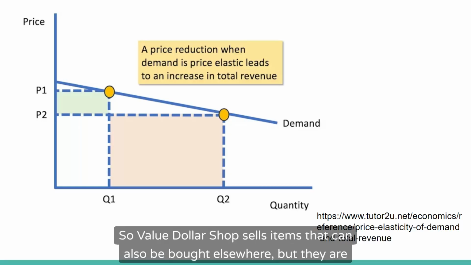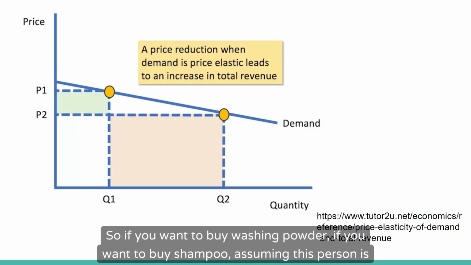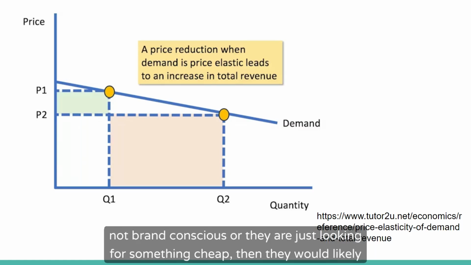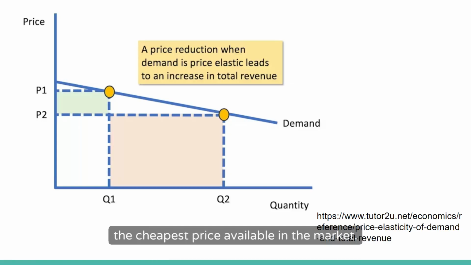So Value Dollar Shop sells items that can also be bought elsewhere, right? But they are superior in the sense that they charge very low prices. So if you want to buy washing powder or shampoo, assuming this person is not brand conscious or is just looking for something cheap, then they would likely turn to Value Dollar Shop, because that shop offers the cheapest, if not one of the cheapest, prices available in the market.